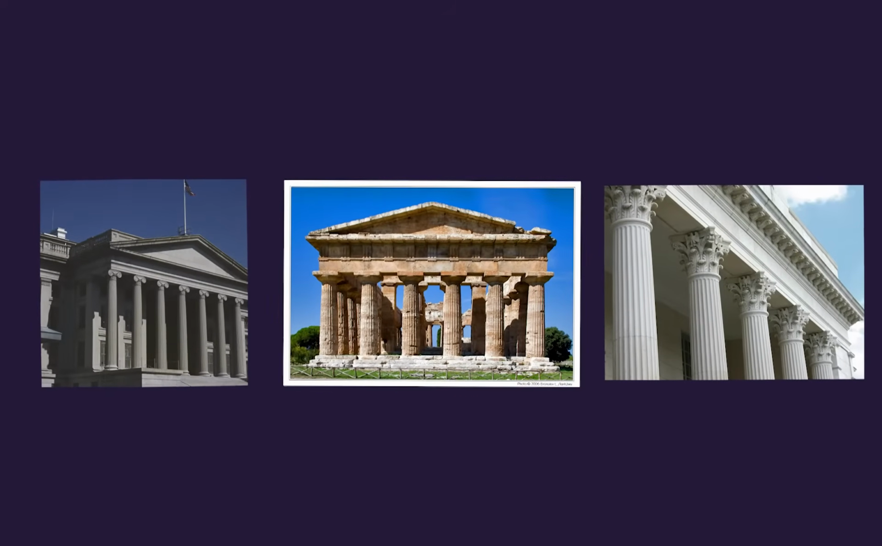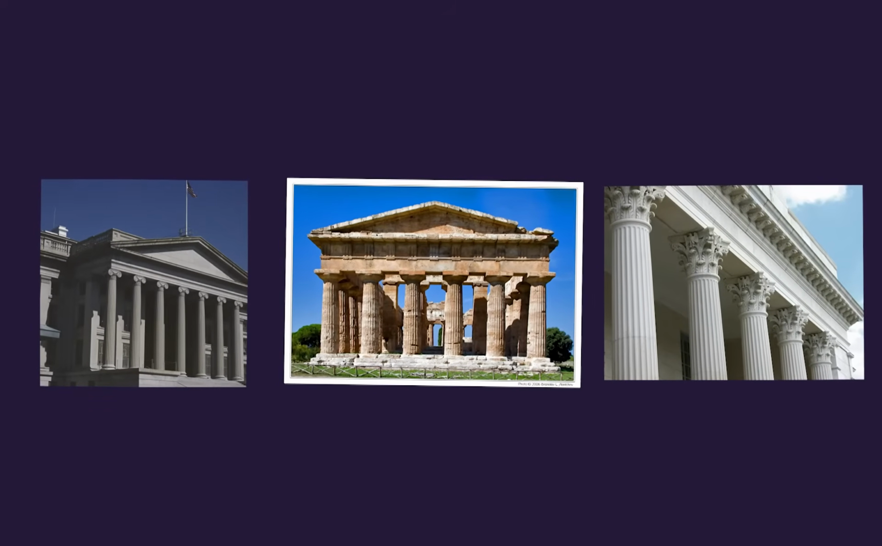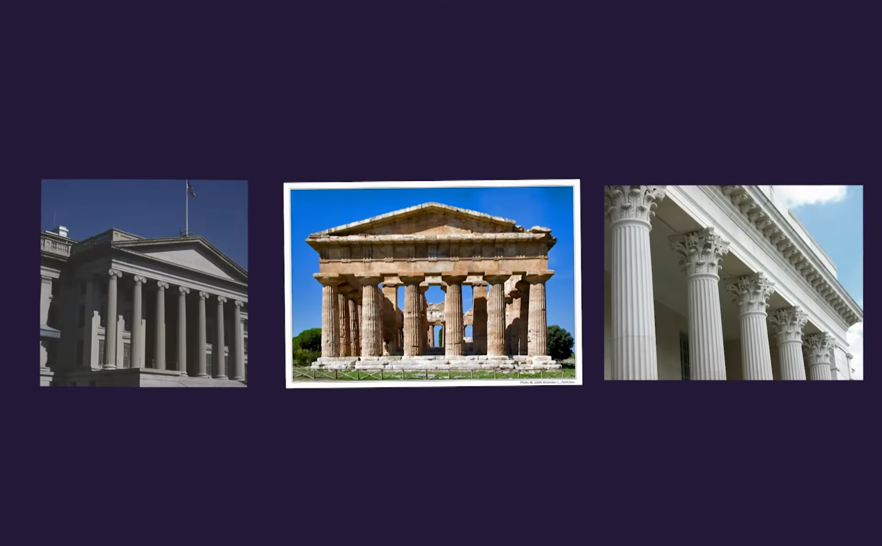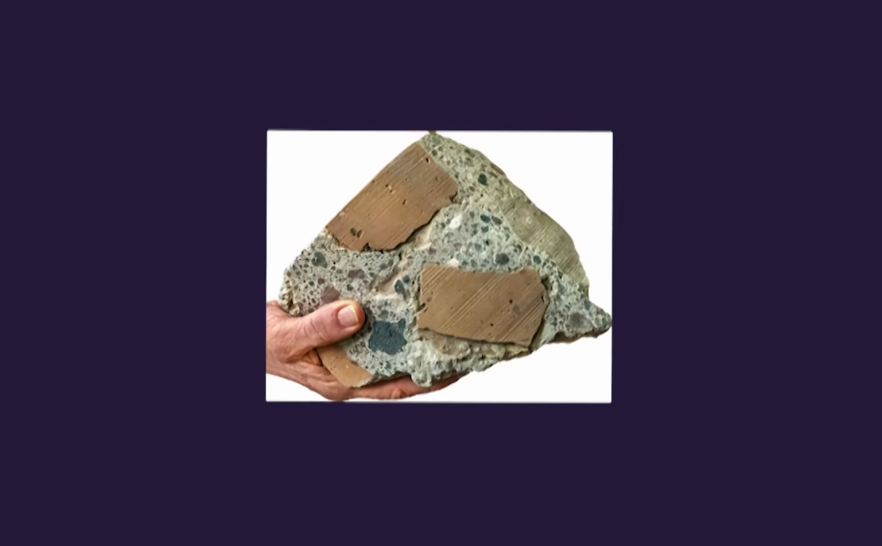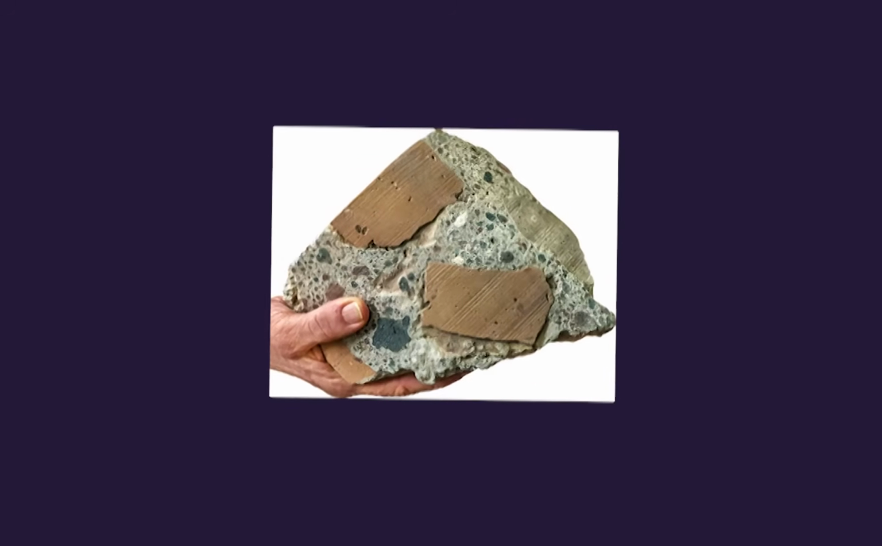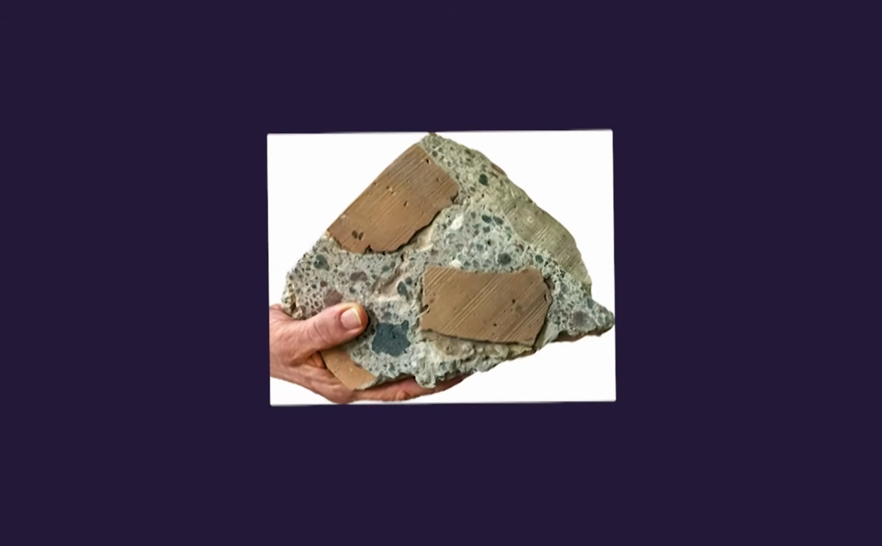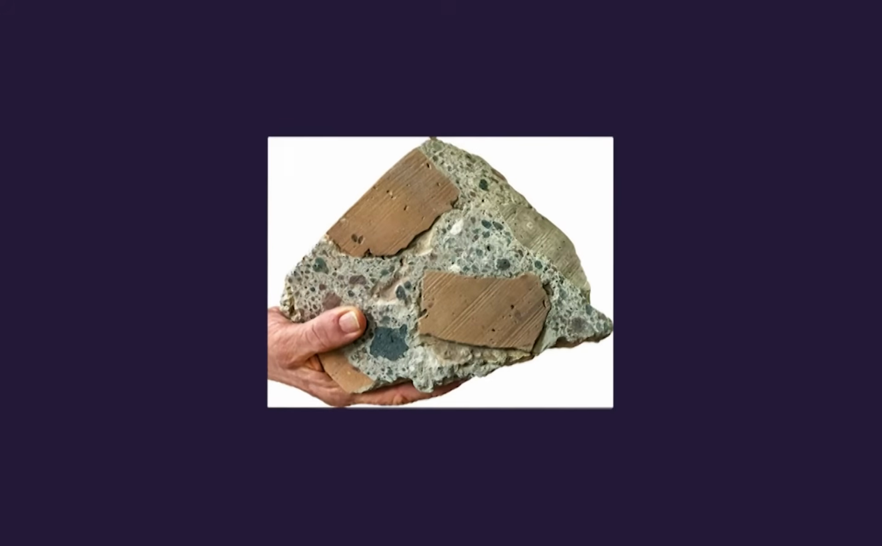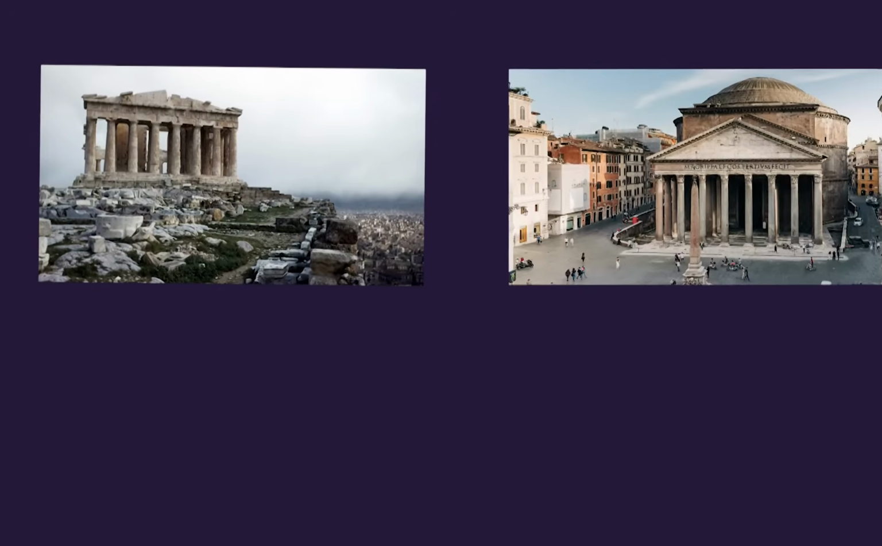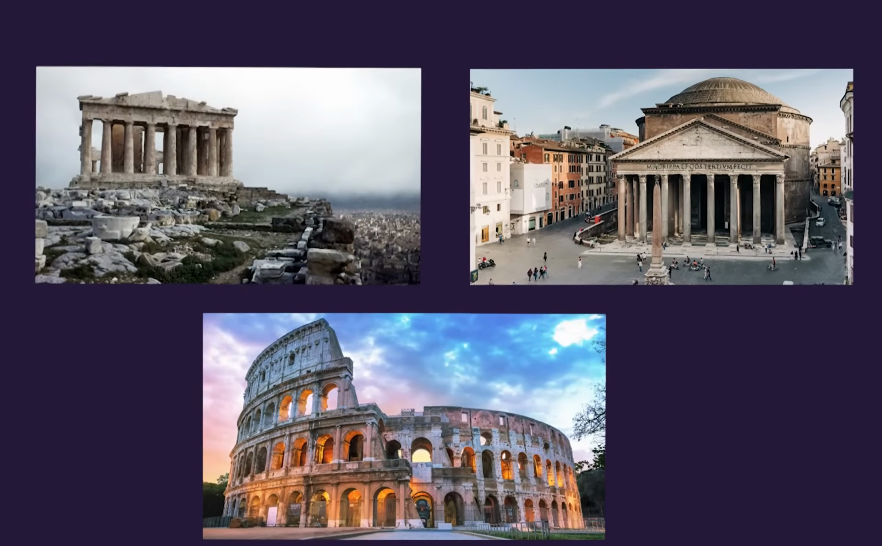Marble is widely used in classic architecture. People are usually surprised to know of the use of concrete in classic architecture. The ancient Romans' concrete consisted of a mix of volcanic ash, and this gave it a durability that has helped some of these structures survive the test of time. Examples of classic architecture include the Parthenon in Greece, the Pantheon, and the Colosseum in Rome.